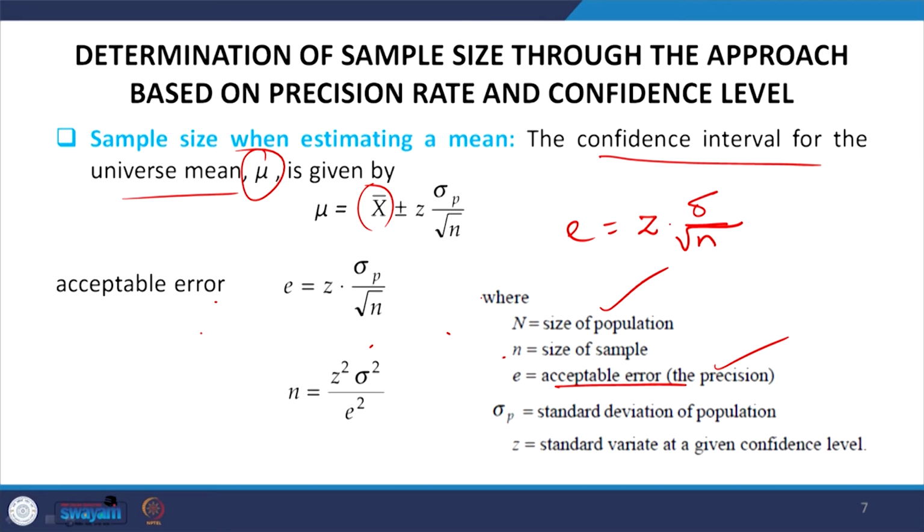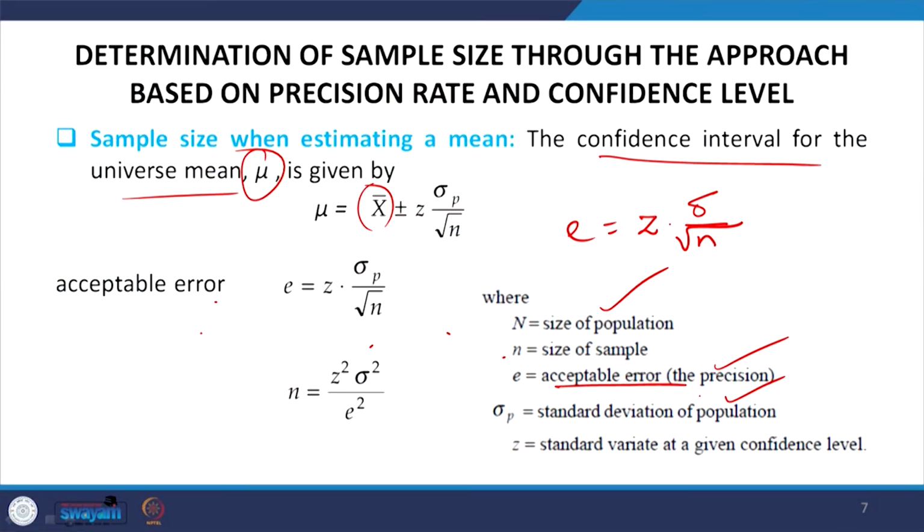Now, what do you mean by sigma p here? The standard deviation of the population is called sigma p. So, what is required in this equation? We should have certain information about the standard deviation, how the population is actually distributed. What is the approximate value of the distribution of that particular area or population? So, it is the standard deviation of the population, not the sample, and z is the standard variate at a given confidence level. If we further adjust it, this equation is given here.